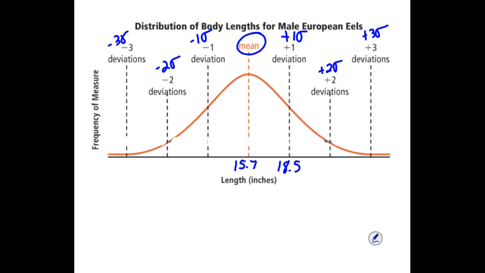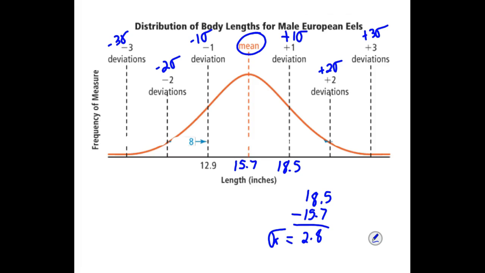All right. What did they say for -1 standard deviations? All right. If we have this much information, could we figure out our standard deviation? How much are we going up and down from that average? Okay. So you took 18.5, you subtracted 15.7. Yes? So our standard deviation is 2.8.